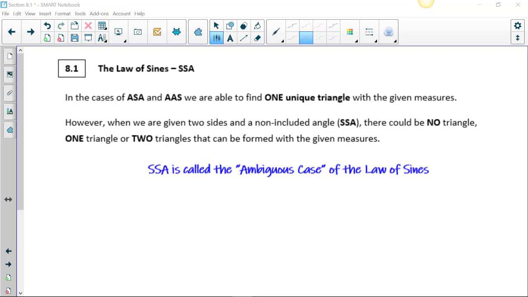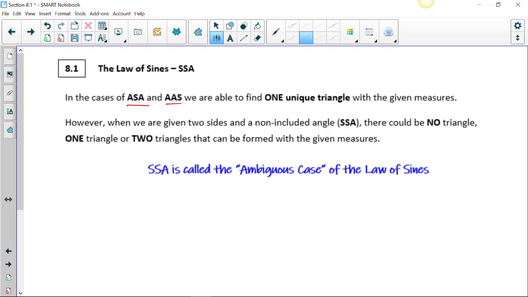So, welcome to the law of sines, the ambiguous case. We've looked at two situations where we could use the law of sines. We had two angles and a side. The other case where we can use the law of sines is when we have two sides and an angle.